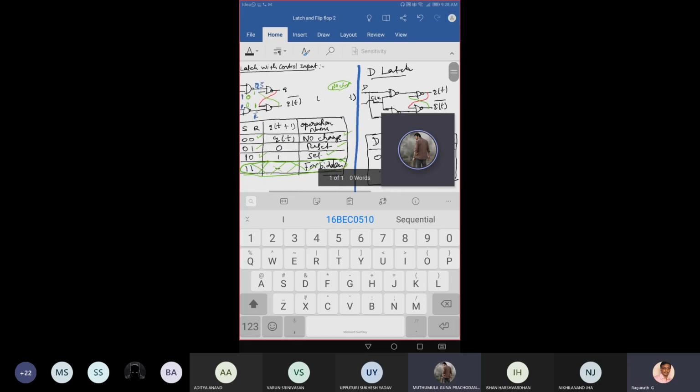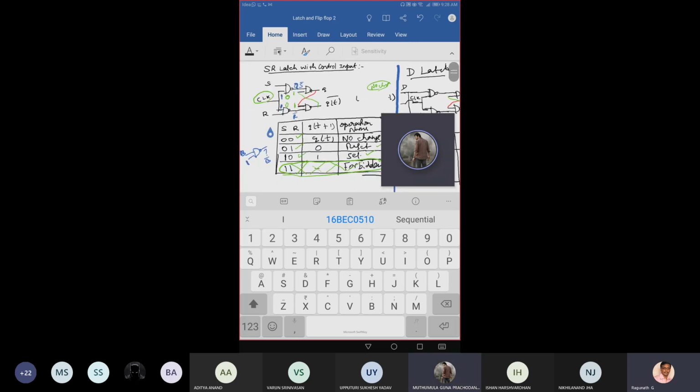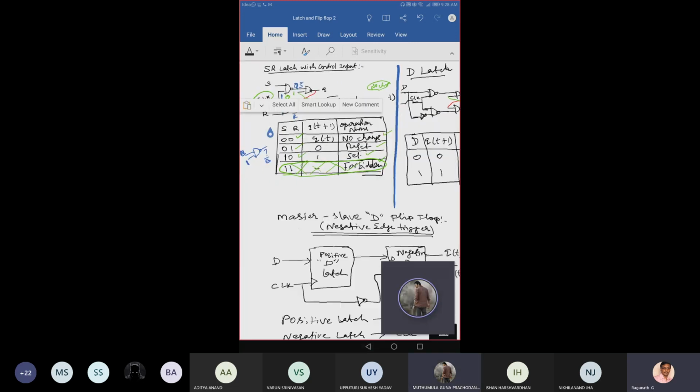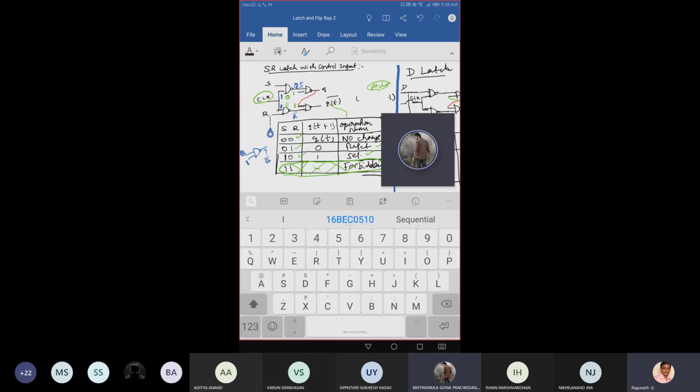So this circuit we discussed already, the SR latch with control circuit. I explained S, R and S bar, R bar, and it gives these things.